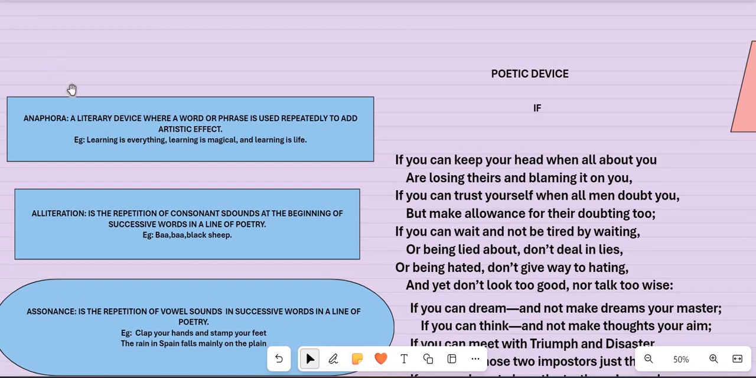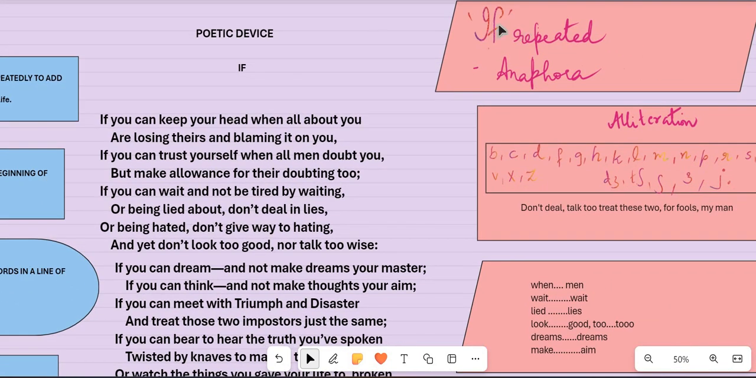So, we have learned what anaphora is. It's a literary device where a word or phrase is used repeatedly to add artistic effect. Like learning is everything, learning is magical, and learning is life. And then what did we do? We have repeated "if". And here it becomes an example for anaphora.